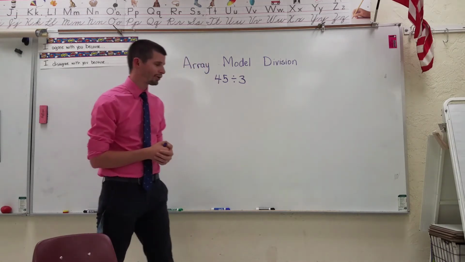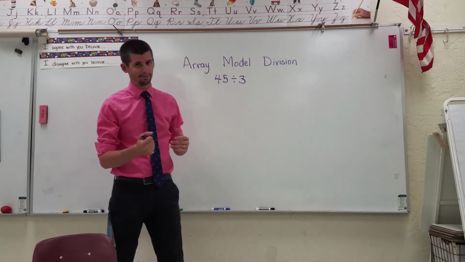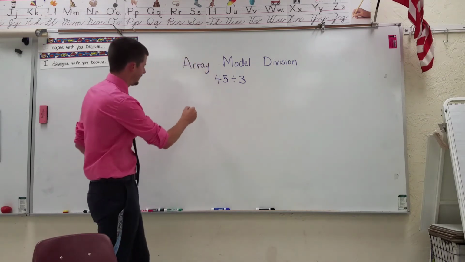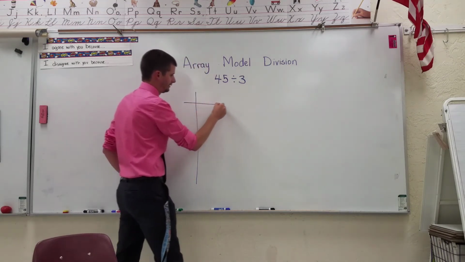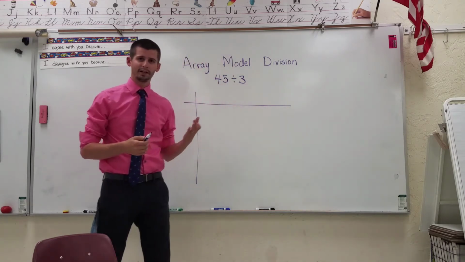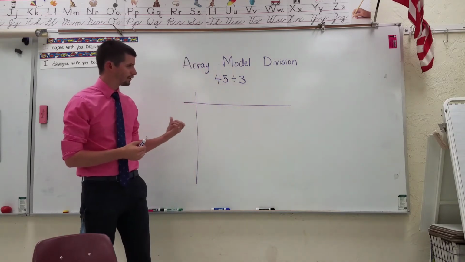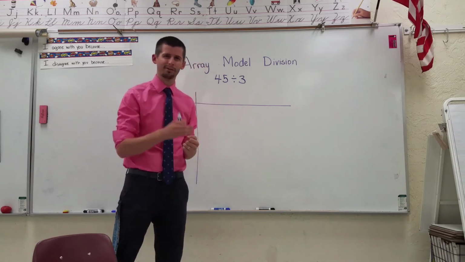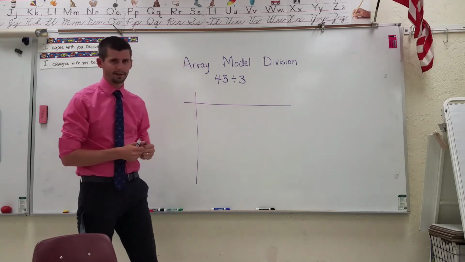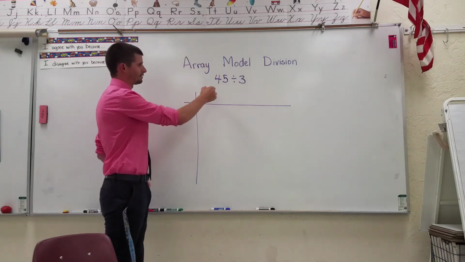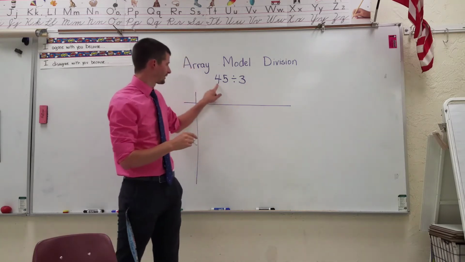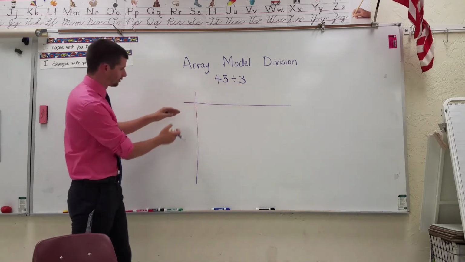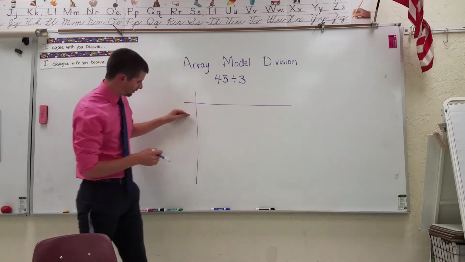So right now I have a problem, 45 divided by 3. So when it comes to an array model, we're going to make what we call a tape model, just like we did in multiplication. Now I didn't show you a video on this, so you'll just have to be a little flexible with the understanding, but the students still definitely know what this is. This time, instead of putting our first number on the side, we put the number that we're dividing by over on this side. So I need to have 3 on this side.